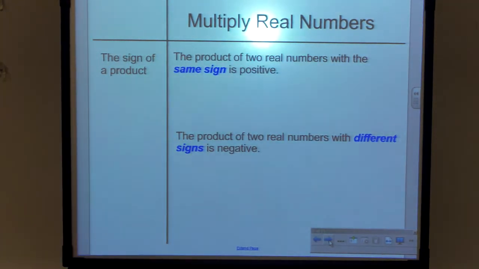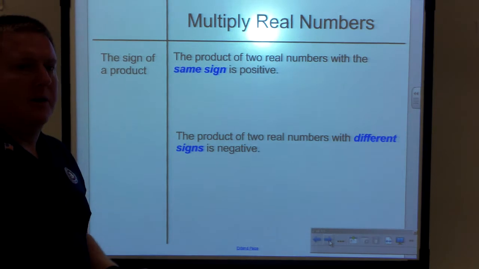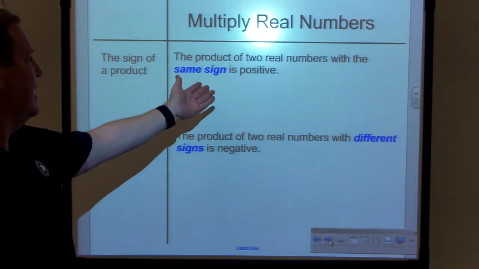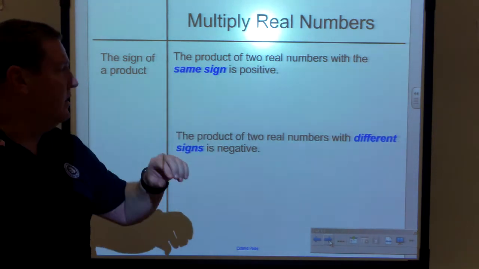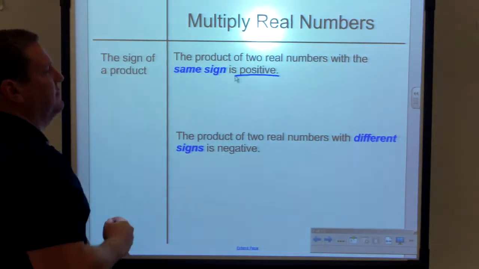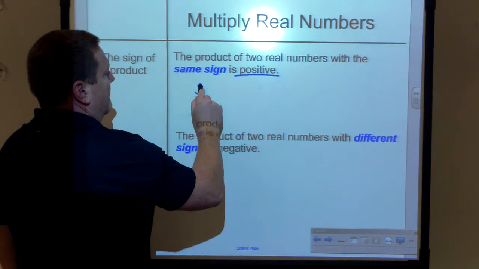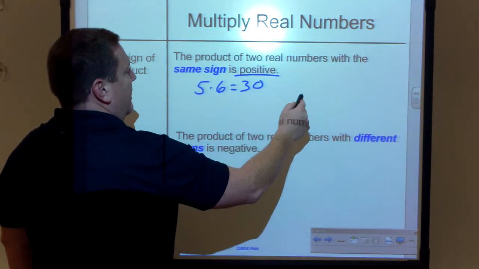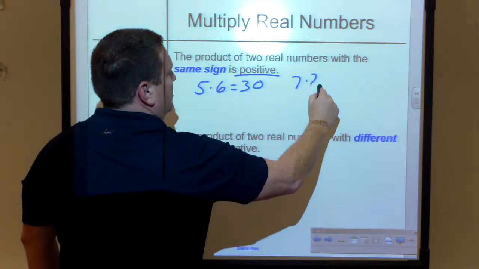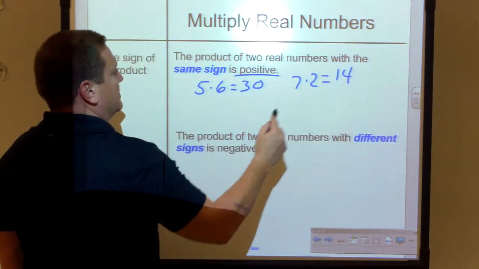First thing we're going to talk about is what do you do when you multiply numbers with the same sign? The sign of the product: numbers that are multiplied together with the same sign always produce a positive value. So if we have something like 5 times 6, that's going to give us a positive 30. If I have 7 times 2, that's going to give us a positive 14, same signs.